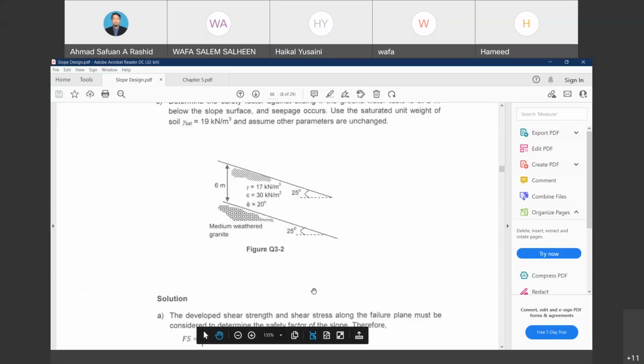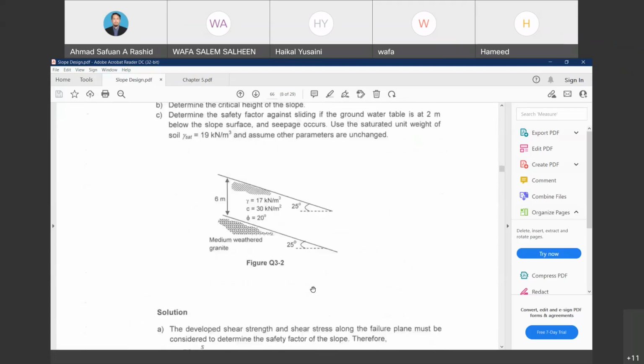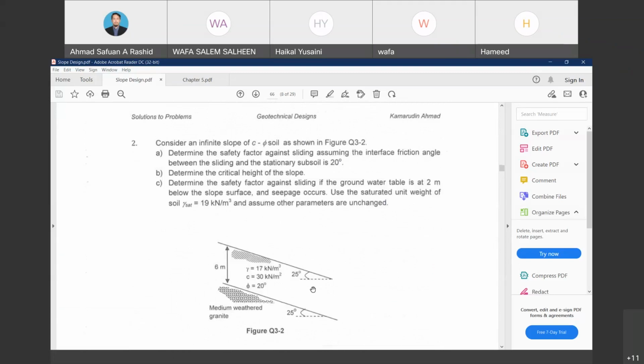When we look at the solution, before that, when we want to use the approach of M, the M value is the ratio of the height of the water. For this case, the height of the water from the failure surface is 4, over the total height of the slope. The total height of the slope is 6. So 4 over 6 is equal to 0.67. That is the M value.